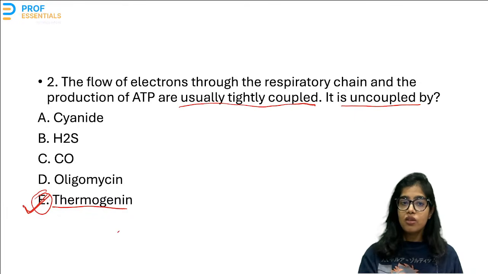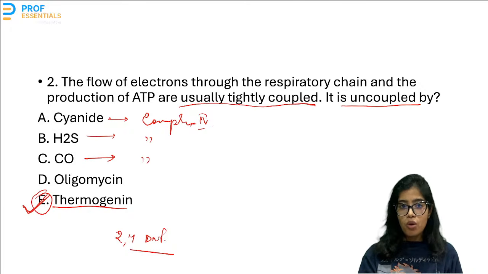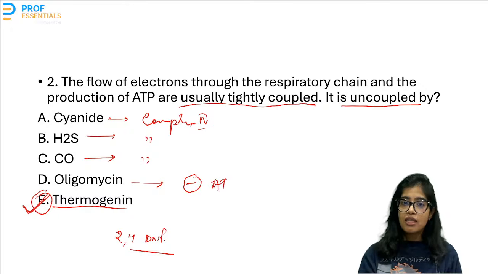Another poison or drug that does it is 2,4-dinitrophenol. That is also an uncoupler. Okay, so how does cyanide inhibit the respiratory chain? Cyanide acts on complex 4, the final complex. H2S, similarly, complex 4. Carbon monoxide, complex 4. What does oligomycin do? It inhibits ATP synthase enzyme.